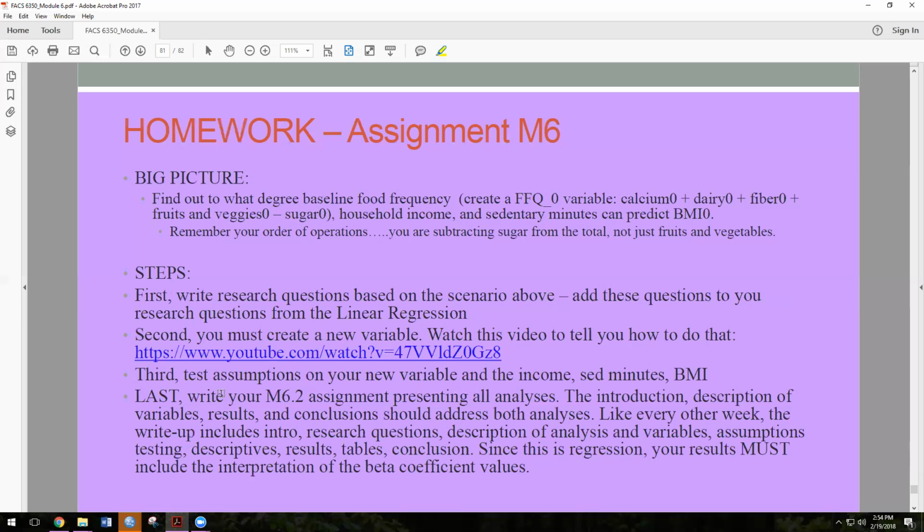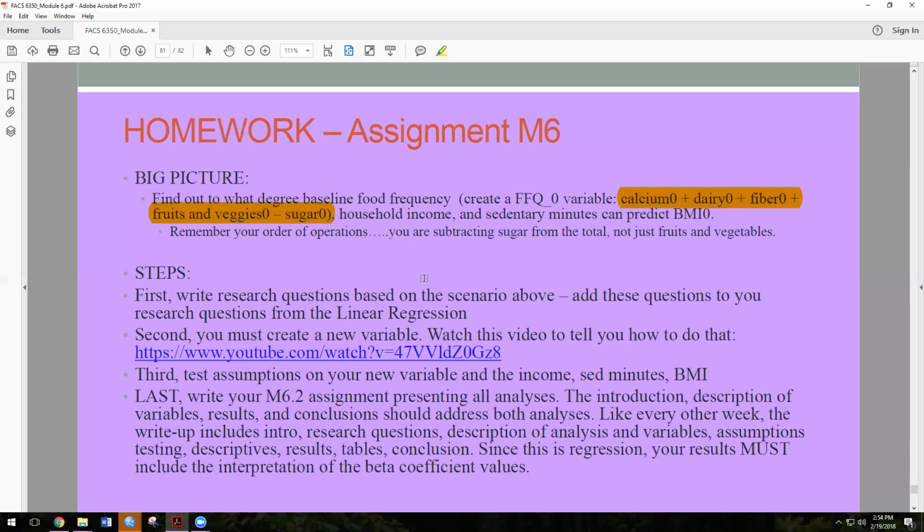What you do is add calcium, dairy, fiber, fruits, and veggies, and then subtract sugar. But remember your order of operations: you can't just subtract sugar from all of that, because if you did it like this that I have on here, then you would just be subtracting sugar from fruits and veggies. You need to subtract sugar from calcium plus dairy plus fiber plus fruits and veggies.